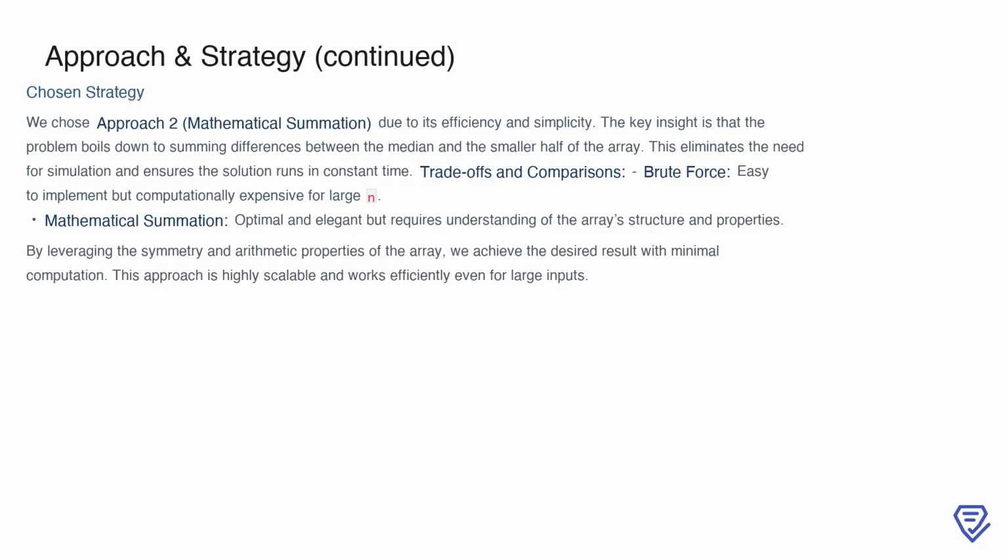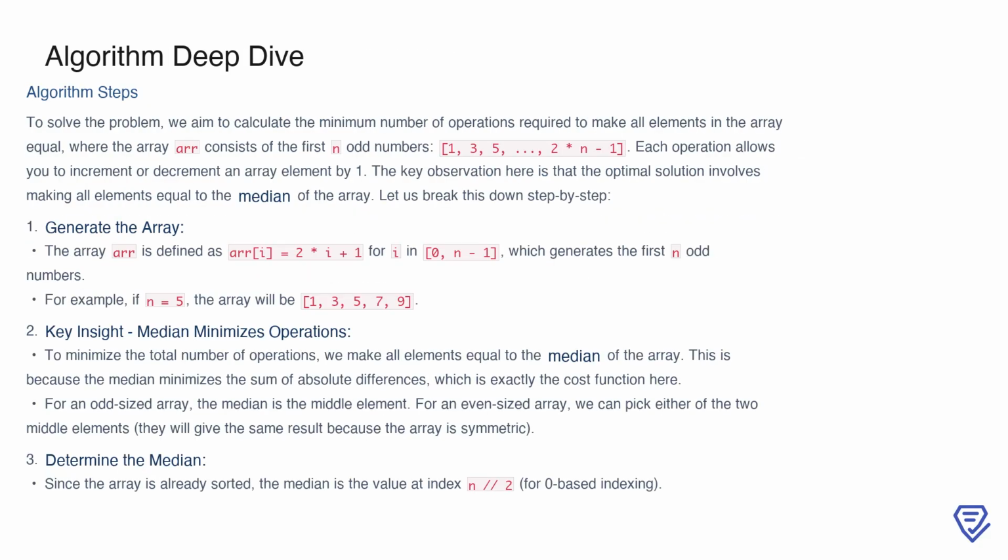To solve the problem, our goal is to determine the minimum number of operations required to make all elements in the array equal. The array, ARR, is composed of the first n odd numbers, starting from 1. For instance, if n equals 5, the array would be 1, 3, 5, 7, 9. An important observation here is that to minimize the total operations, we should aim to make all elements equal to the median of the array.